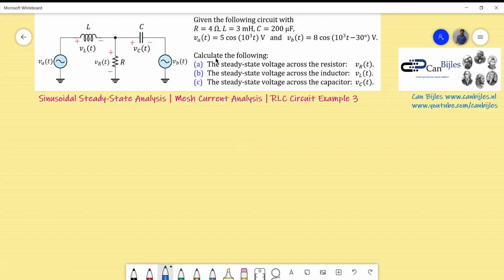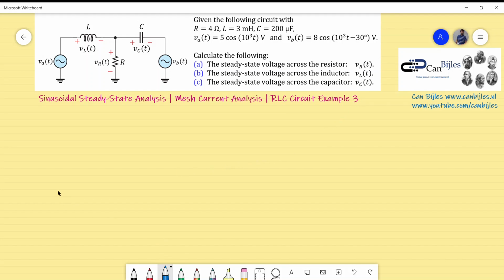So the following is required. Calculate the steady state voltage across the resistor, the steady state voltage across the inductor, and the steady state voltage across the capacitor. So actually what they want is to calculate for each element the steady state voltage. So we need to determine VR, VL, VC, of course, in time domain.